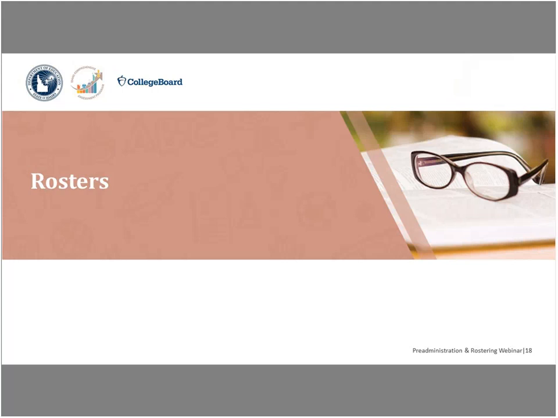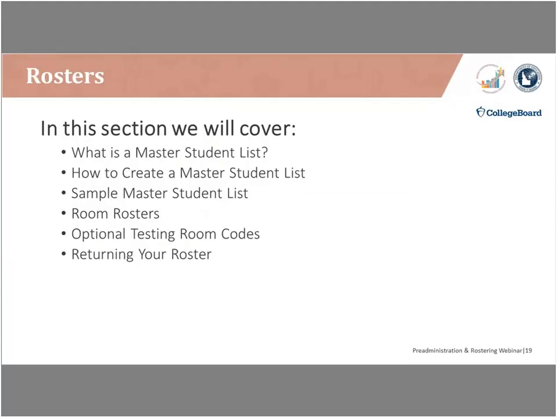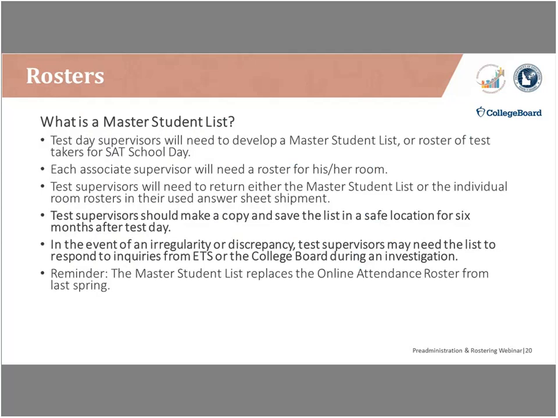So let's talk briefly about rosters. In this section, we're going to talk about the master student list, how to create that, a sample of the master student list, the room rosters, optional testing room codes, and returning your rosters. So what is that master student list? Well, basically, it's going to be a list of the test takers from your school for SAT School Day. Each of these will be broken down by the associate supervisor and for their room.